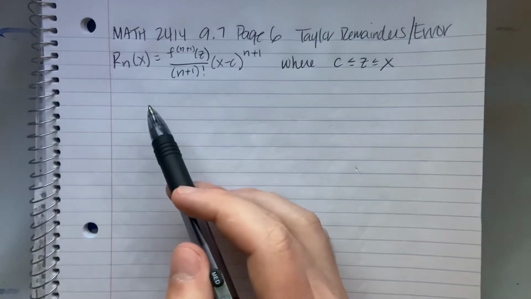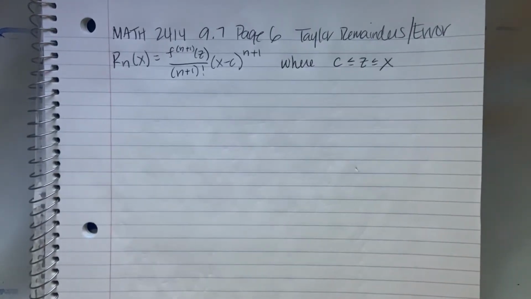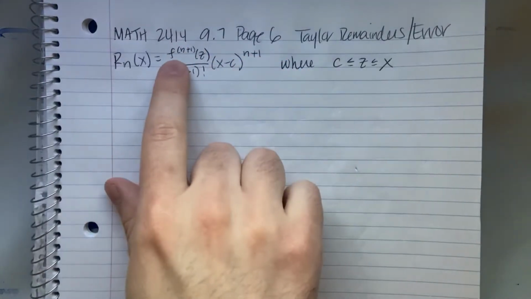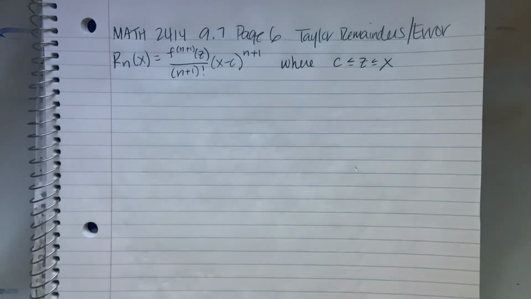It's this awful formula here where it says the remainder of x is the n plus first derivative, plugging in some value z, divided by n plus 1 factorial, times x minus c to the n plus 1. Now it looks scary, but remember, in order to get the Taylor series or Taylor polynomial, you already had to take the first n derivatives, so it's just the next derivative after that.